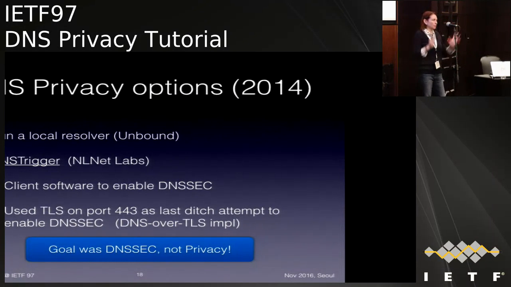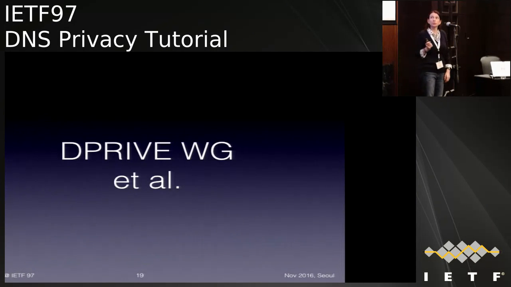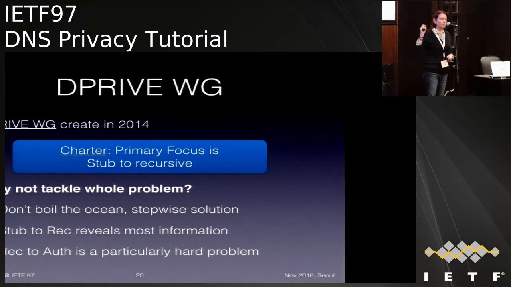So, having talked about the historical context for this, I wanted to move on and talk about what's been happening in recent years. One of the main places this work has happened is the DPRIVE Working Group. And this was created in 2014 in the wake of the Snowden revelations and the desire by the IETF to mitigate monitoring through protocol design.